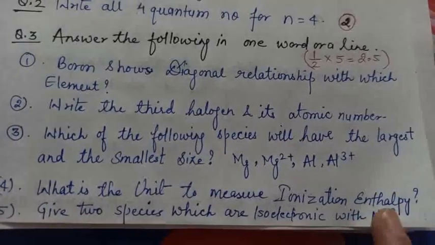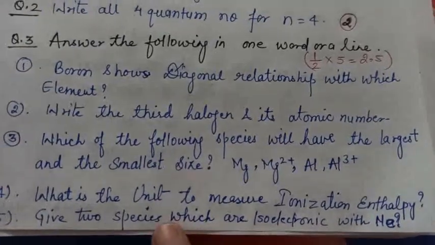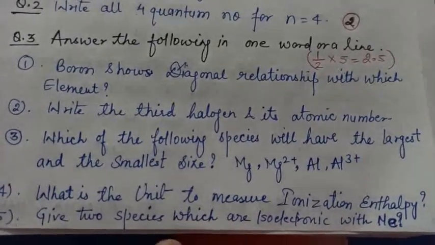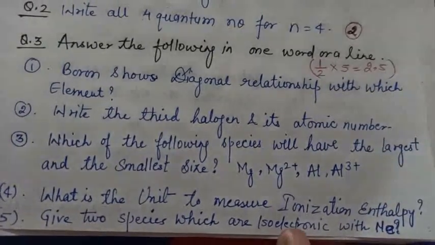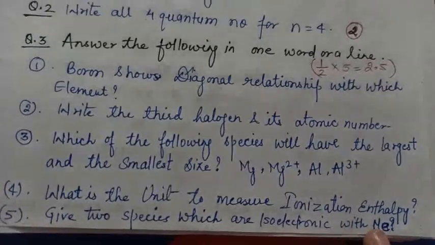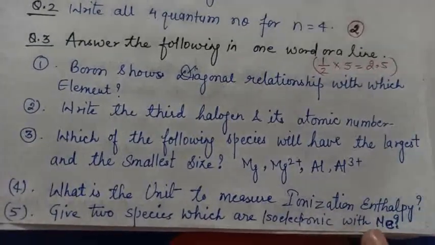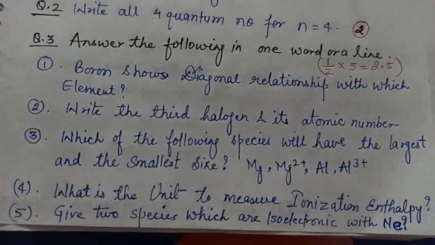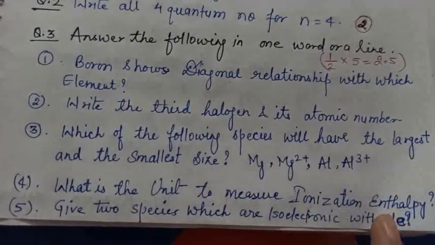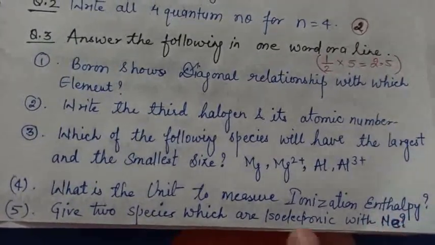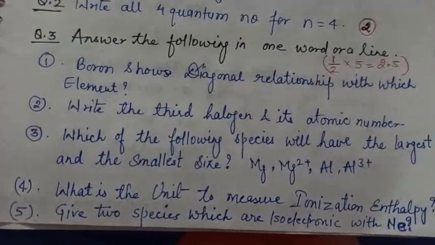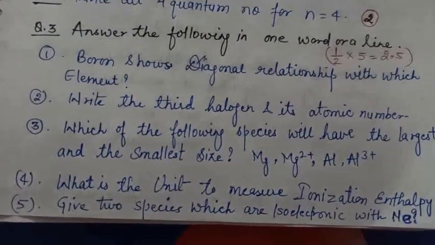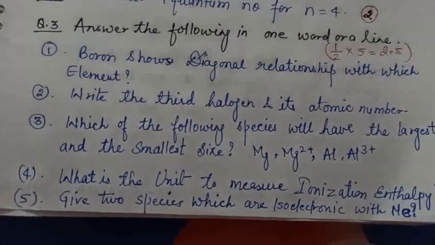Write the symbols, means the species you have to write in the form of symbol which are isoelectronic with neon, right? So here also there is a condition. Write 1 cationic species which is isoelectronic with neon and 1 anionic species which is isoelectronic with neon. I will not give marks if you write both cationic or both anionic.